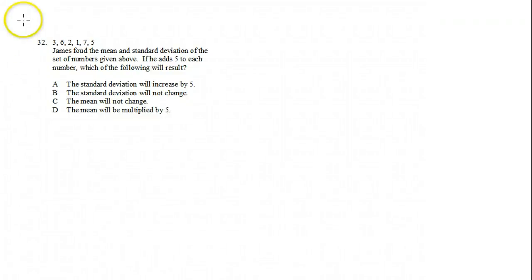The last problem here is saying that we have these numbers, and then he found the mean and standard deviation of the numbers. So let's just say we had those numbers, whatever they happen to be. We don't even have to know them. But they're telling us that we're going to transform these data. We're going to add 5 to each number.